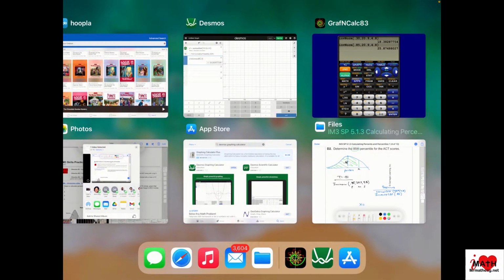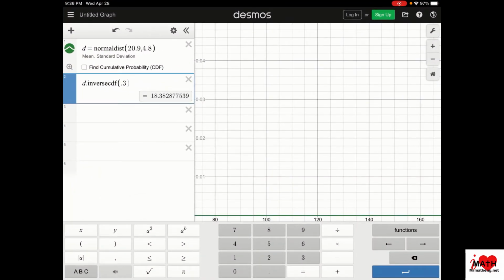Let's go to Desmos. And again, the top is correct. You just type in D equals normal distribution, mean 20.9, and comma 4.8. And this time our percent is 85. And 25.87 is our answer.